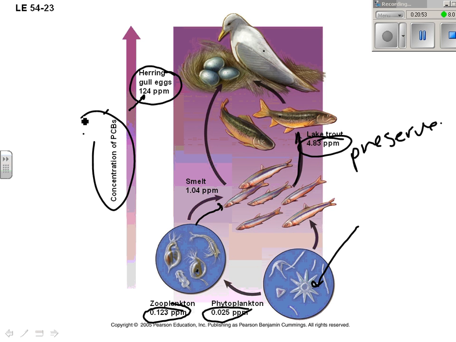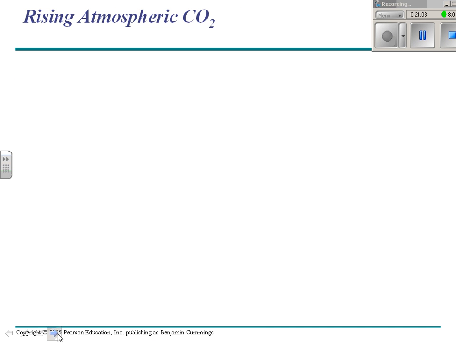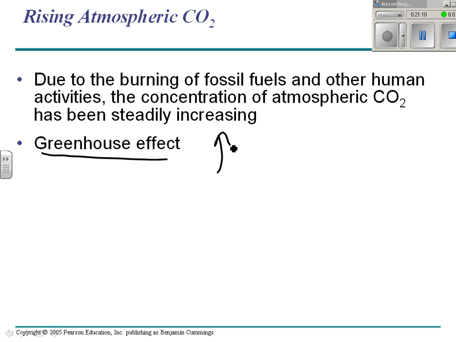That's called biological magnification. Humans have affected ecosystems by adding carbon dioxide to the ecosystem. We'll talk a little bit more about this in class, but a lot of people attribute the greenhouse effect and the rise in global temperatures to the rise in atmospheric carbon dioxide. We can argue about that a little bit and talk about that topic in class. So that's the discussion of ecosystems.